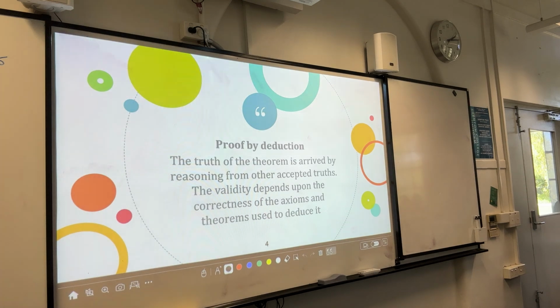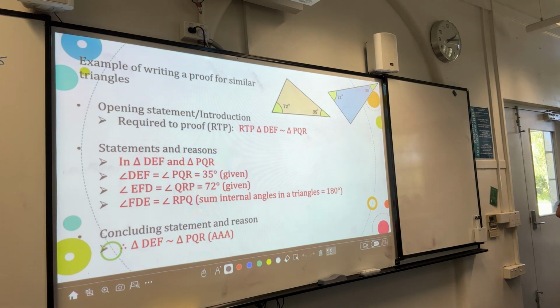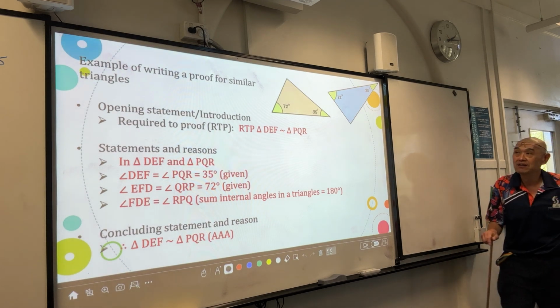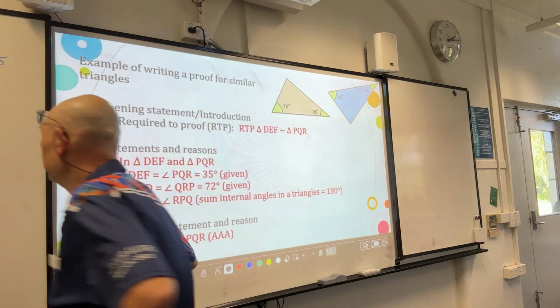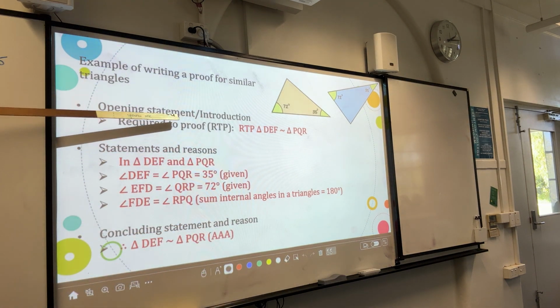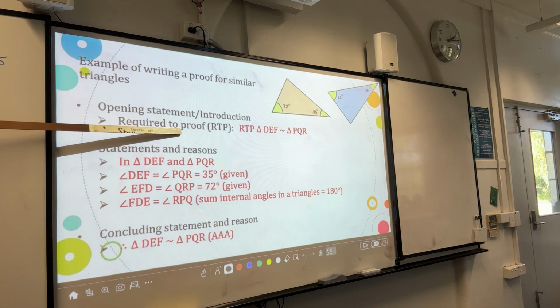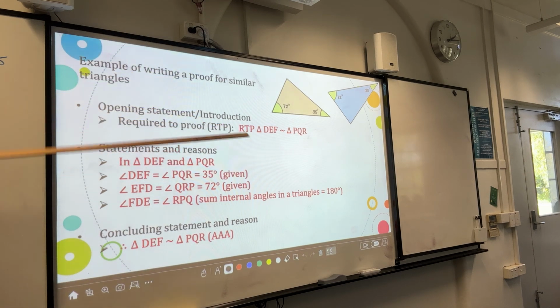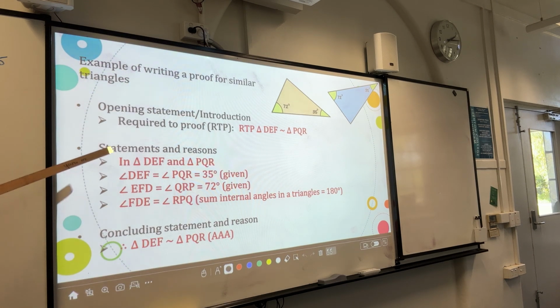Alright? So, an example of writing a proof for similar triangles. Now, I'm not sure who has been in my class. If you were in my class in Year 9, I would have stressed this as being really important. The structure is just like writing an essay. You've got an opening statement, an introduction: required to prove. In this case, I want to prove that triangle DEF is similar to triangle PQR. So you need to have statements.